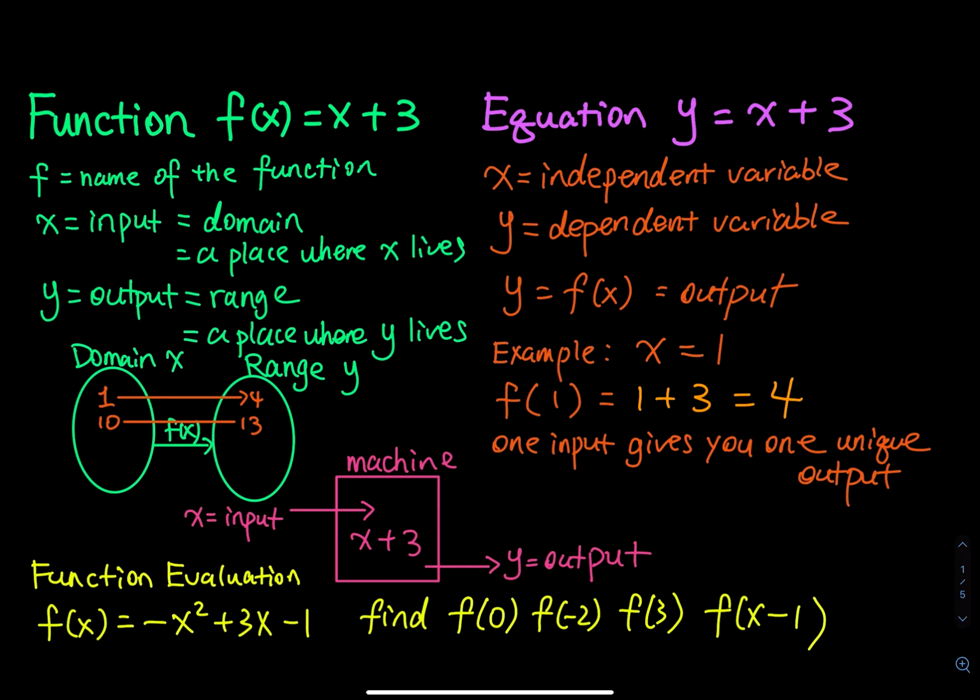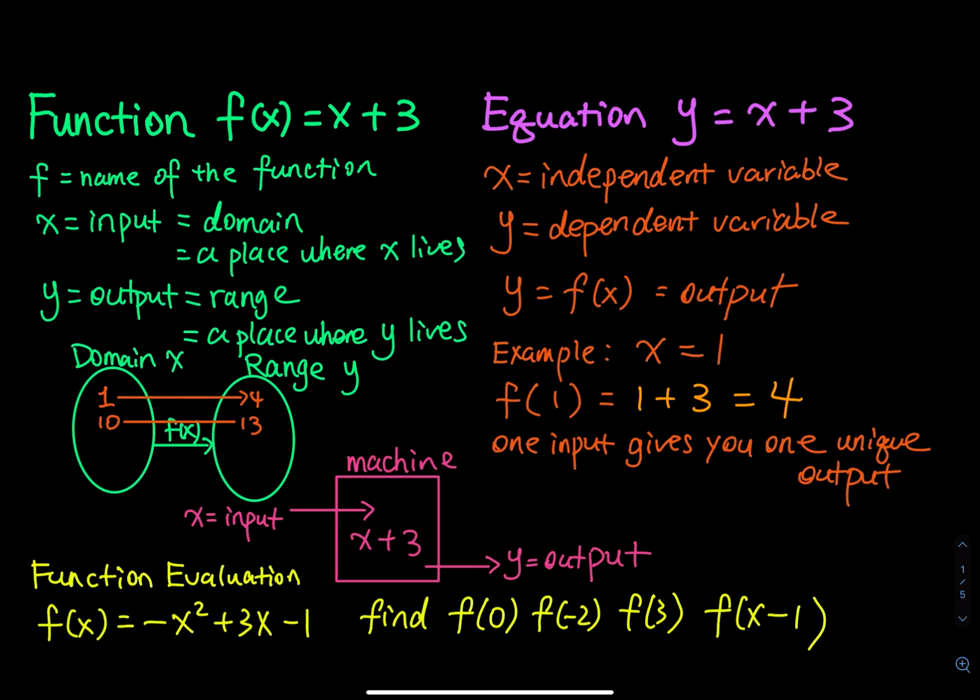All right, so when x equals 5, you input a 5 to the machine, and inside the machine it does 5 plus 3 equals 8, and the 8 pops out of the machine. If you input x equals 20, 20 plus 3 is equal to 23, so 23 pops out on this side. So one input gives you one unique output.